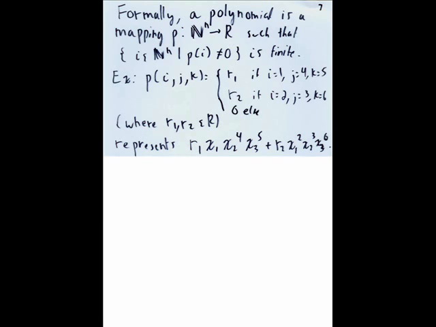An example of how we represent a polynomial using a function of this sort is to consider P(i,j,k) when n equals 3. Say this equals R1 if i equals 1, j equals 4, k equals 5, R2 if i equals 2, j equals 3, and k equals 6, and 0 else. And R1, R2 are just terms in the ring. Then this represents the polynomial R1 times x1 times x2 to the 4th times x3 to the 5th plus R2 times x1 squared times x2 cubed times x3 to the 6th. So essentially, the ith position in the sequence corresponds to the power of the variable, and the function value gives us the ring value that goes in front. That's the coefficient of that particular term.